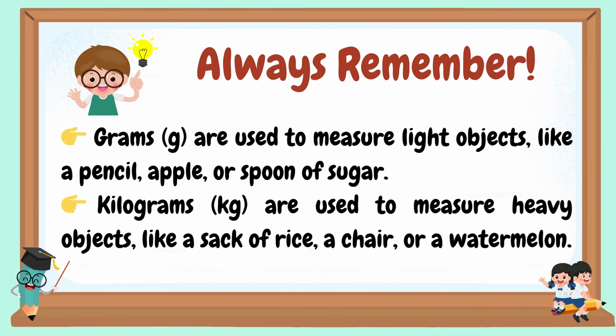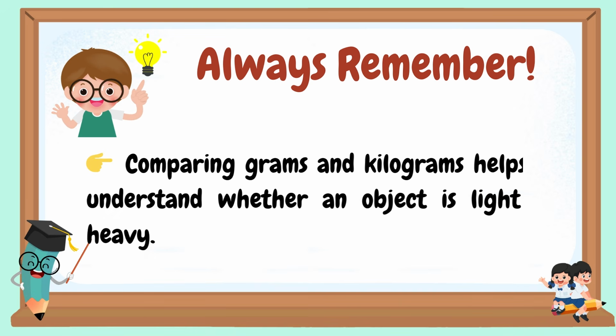Always remember, grams are used to measure light objects like a pencil, an apple, or a spoon of sugar. Kilograms are used to measure heavy objects like a sack of rice, a chair, or a watermelon. Comparing grams and kilograms helps us understand whether an object is light or heavy.